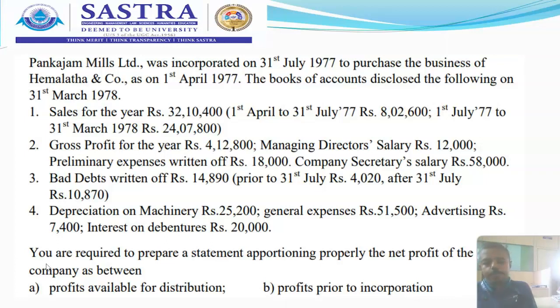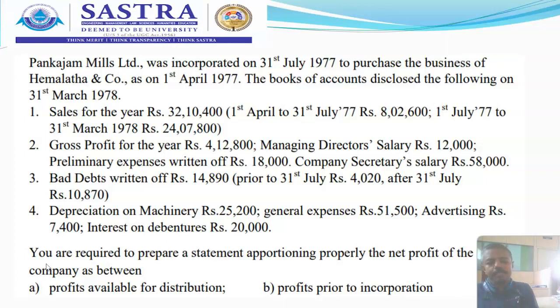Then depreciation on machinery, rupees 25,200. General expenses rupees 51,500. Advertisement rupees 7,400, and interest on debentures rupees 20,000.